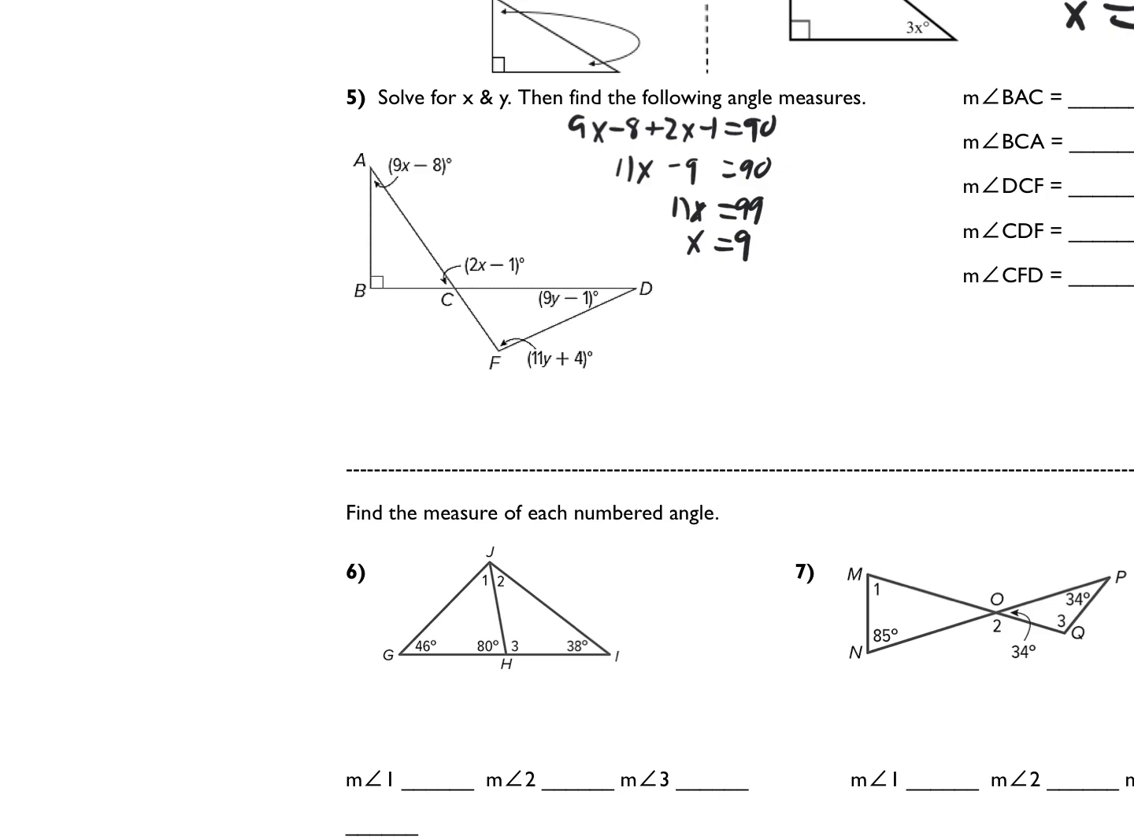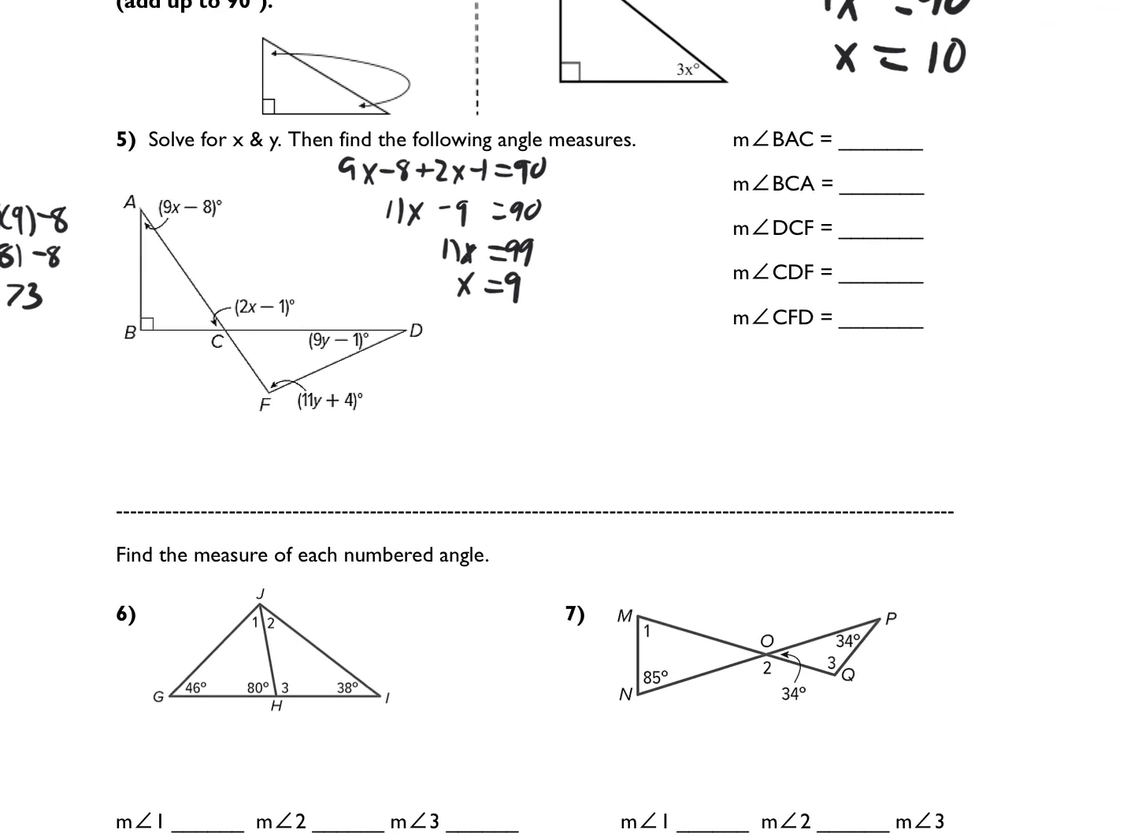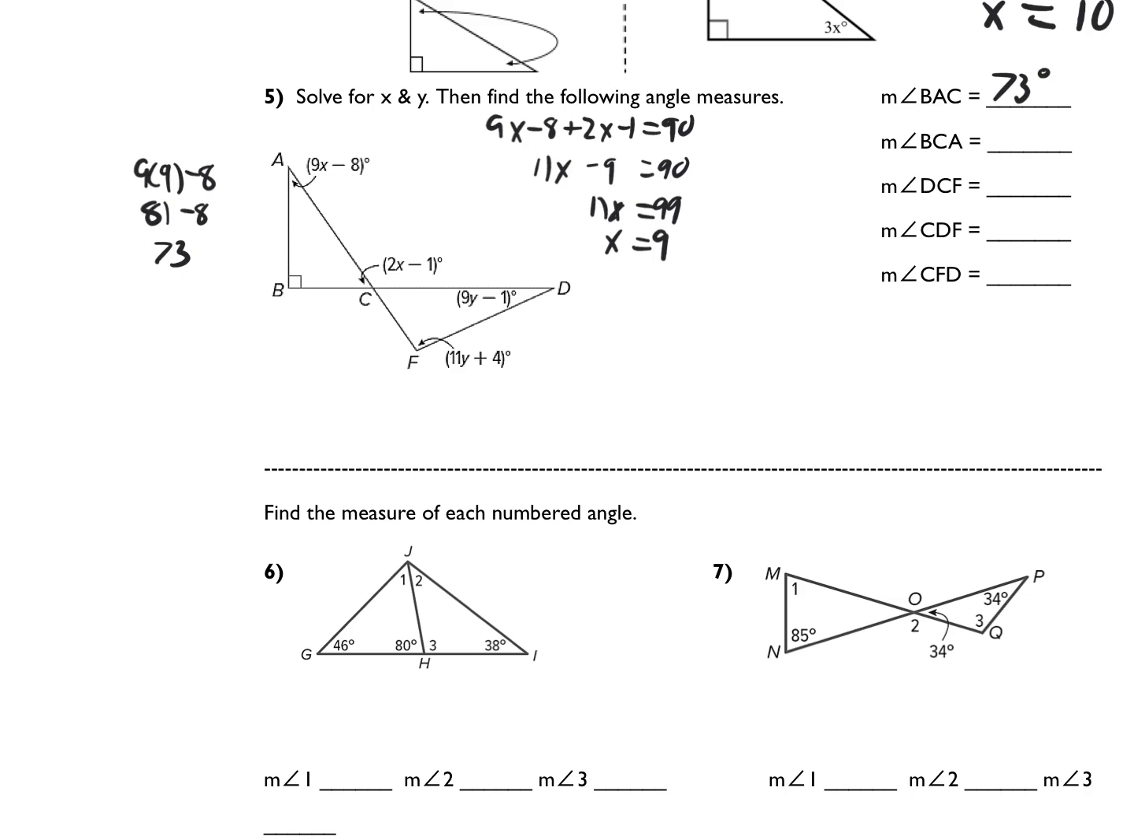Looking at the measure of BAC, that's going to be 9 times 9 minus 8. So that's 81 minus 8, so that is 73. And the measure of BCA is going to be 2 times 9 minus 1. So that's 18 minus 1. So that is 17.